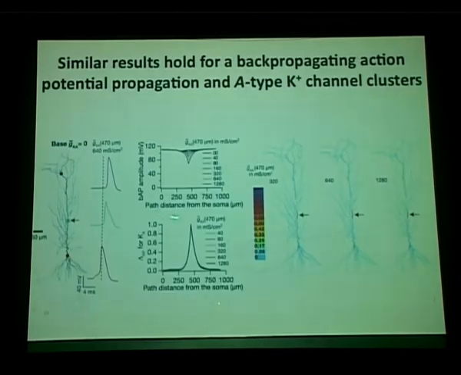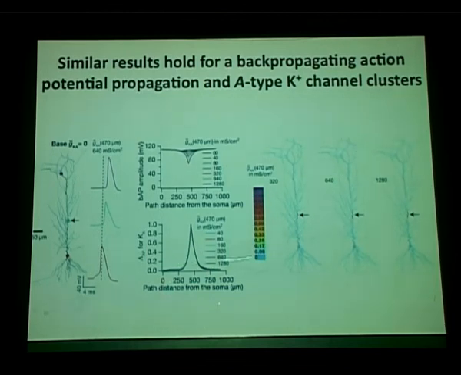So you can do it for backpropagating action potentials, where you place a single A-type potassium conductance at a given location and ask how much it reduces the amplitude of action potentials. And here also you see that it is conductance independent, and the influence is much smaller here compared to what you saw over here. And it will have a different sensitivity to the parameters associated with it.